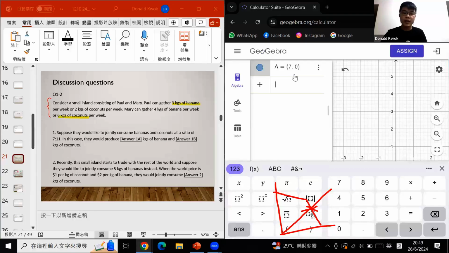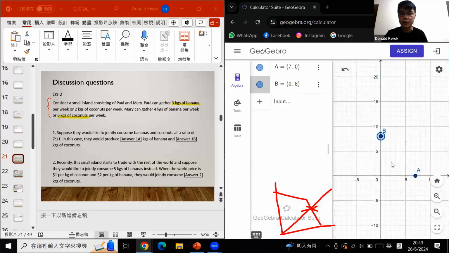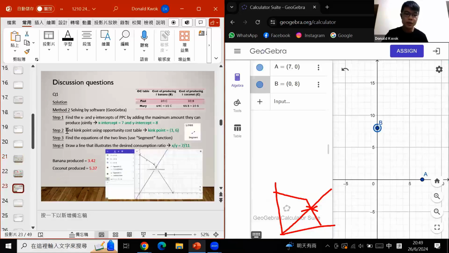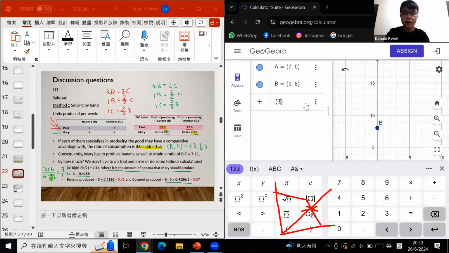While for the y-intercept, it means that if they only produce coconut, what would be their coconut production? So it will be 2 plus 6, which is 8. The y-intercept is 8. So this is how we can complete step 1 to find the x-intercept and the y-intercept of the PBC. All right, so step 2 now, find the kink point using the opportunity cost table. So I've just mentioned here, right? Banana and coconut at the point of complete specialization is 3:6. So this is the kink point.